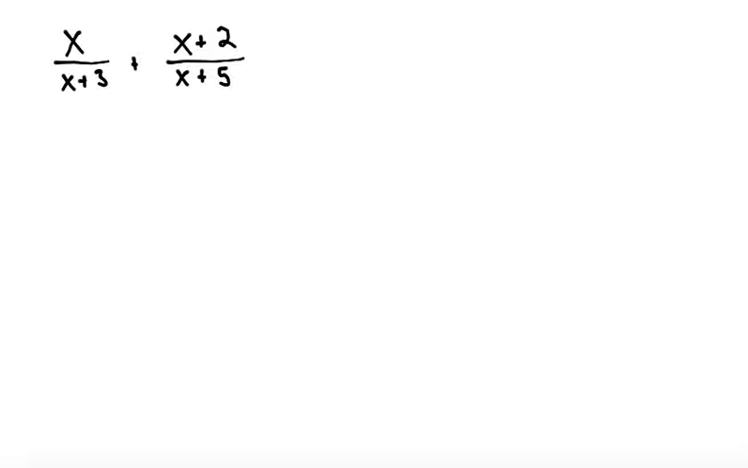We have a fractions problem. In order to add fractions, the denominators need to be the same. So what we can do is multiply the first fraction by the second denominator. And if we multiply the denominator by something, we also have to multiply the numerator by it.